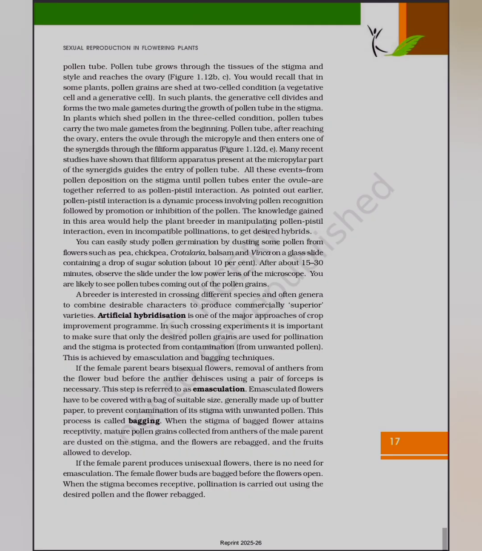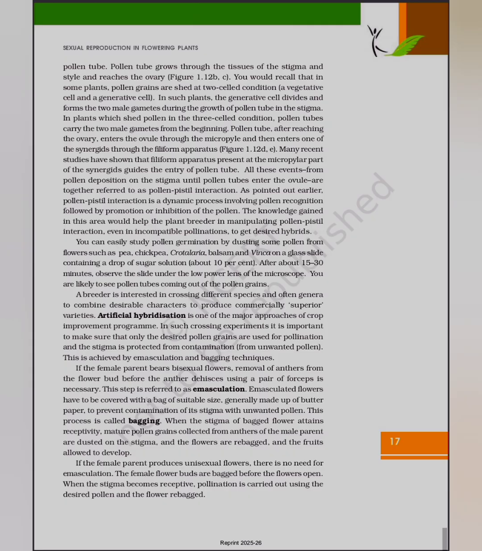You would recall that in some plants, pollen grains are shed at the two-celled condition, a vegetative cell and a generative cell. In such plants, the generative cell divides and forms the two male gametes during the growth of the pollen tube in the stigma. In plants which shed pollen in the three-celled condition, the pollen tube carries the two male gametes from the beginning. The pollen tube, after reaching the ovary, enters the ovule through the micropyle and then enters one of the synergids through the filiform apparatus. Many recent studies have shown that the filiform apparatus present at the micropylar part of the synergids guides the entry of the pollen tube.